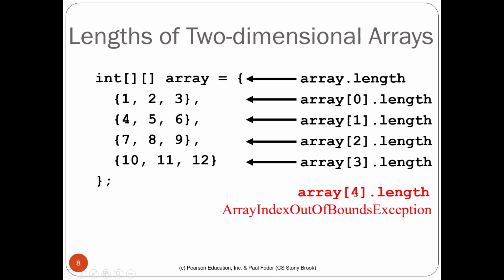And when you say array 4 dot length, Java will interpret it as you asking for the length of your 5th row. Index 4 means 5th because we start indexing from 0. So this was the first row, second row, third row, fourth row. When you say array 4, you are asking for the 5th row, which does not exist in your array. So you get the exception. You should try it out, it's a very important concept.